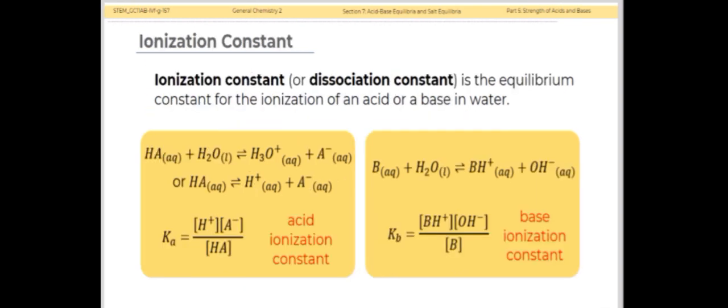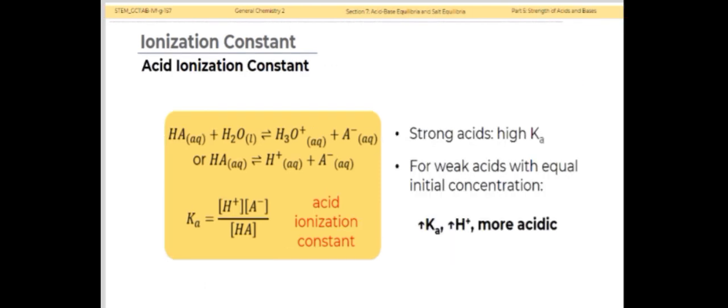Ionization constant or dissociation constant is the equilibrium constant for the ionization of an acid or a base in water. There are two kinds of ionization constants, the acid ionization constant, Ka, and the base ionization constant, Kb. The acid ionization constant, or Ka, is the equilibrium constant for ionization of an acid.